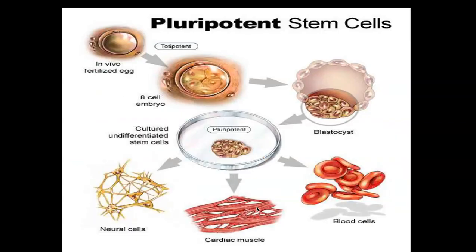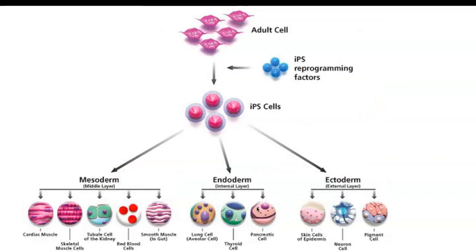Then, as we say, the first in vivo fertilized egg we call a totipotent cell, which means it develops into a complete organism. Then the 8-cell embryo, then when it forms a blastocyst, from the blastocyst we take the inner cell mass, which is cultured. They are undifferentiated stem cells, and we call them pluripotent stem cells. These pluripotent stem cells give rise to several cells like nerve cells, cardiac muscle, blood cells, whatever the condition, whatever culture medium we provide, they will develop into a particular type of cell.